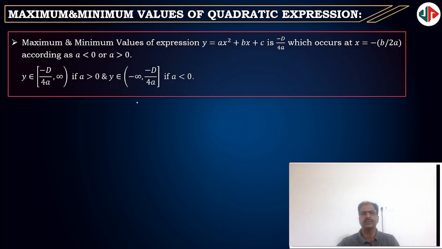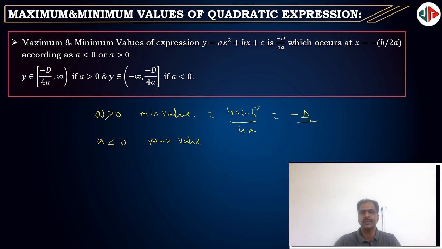Next, maximum and minimum values of the quadratic expression. Whether the expression has a maximum or minimum value depends upon the x square coefficient a. If a is positive, it will have a minimum value. If a is negative, it will have a maximum value. And the formula for that is 4ac minus b square by 4a. b square minus 4ac is delta, so this is minus delta, so minus delta by 4a. We also get the same value.